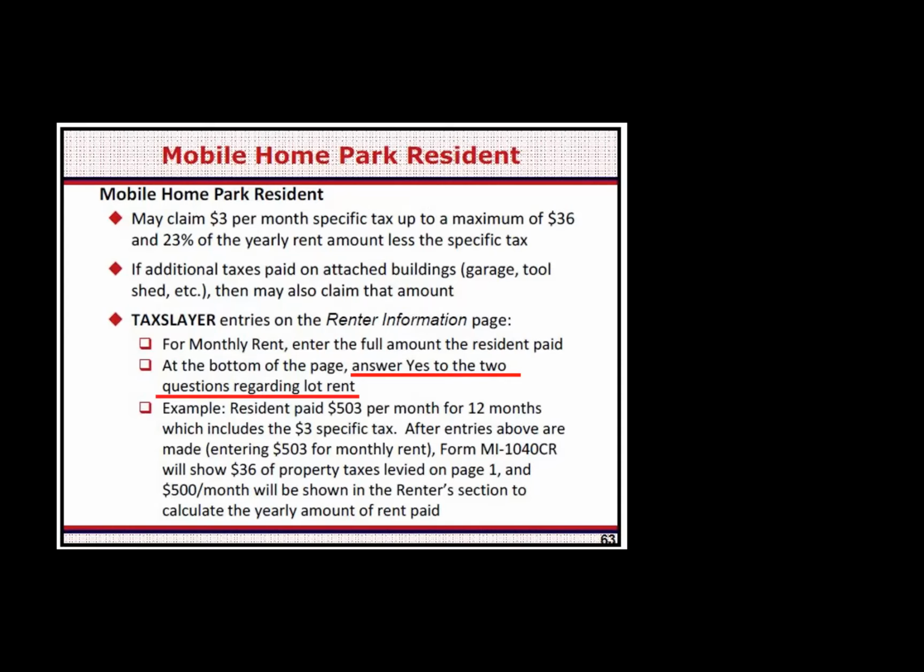What that will do is take $36 out of the annual rent, or $3 a month out of the annual rent, and make that pure property tax. So it gives you a richer property tax calculation than if you just took 28% of the total rent.